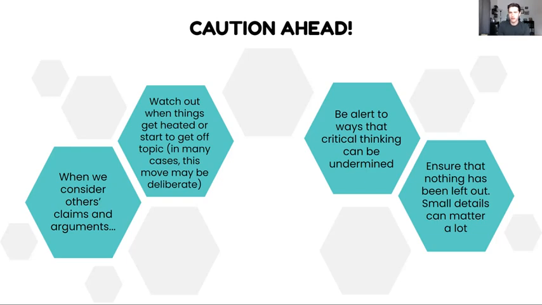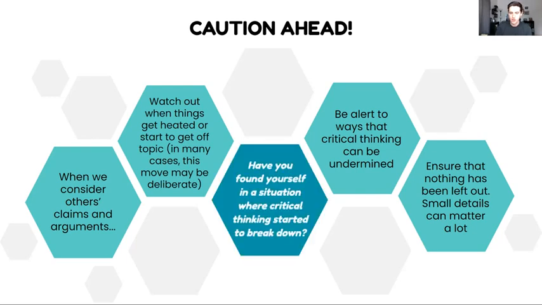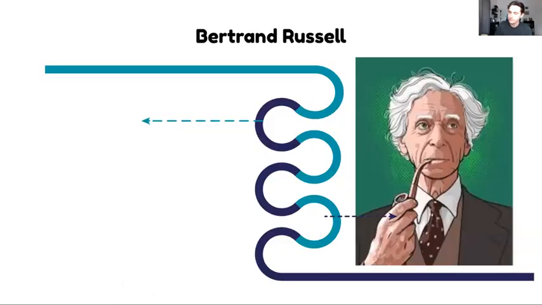Small details can matter a lot, especially when we're talking about something that's perhaps political or a policy issue and that affects other people. Small details can very often matter quite substantially. So I'd be curious to hear if you found yourself in a situation where critical thinking started to break down for any or all of these reasons.